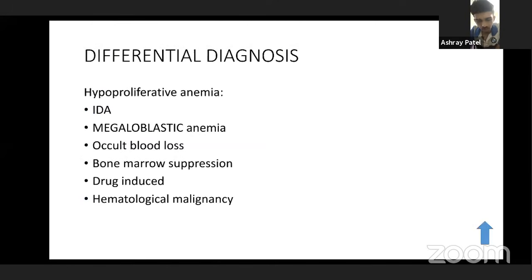We have already discussed. So it is pointing towards a hypoproliferative anemia. It can be nutritional, so iron deficiency or megaloblastic anemia. It can be occult blood loss because there was no evidence of blood loss in the history. It can be due to bone marrow suppression. It can be drug induced, or it can be due to his age, any hematological malignancy as well. So we can think of these disorders, correct?